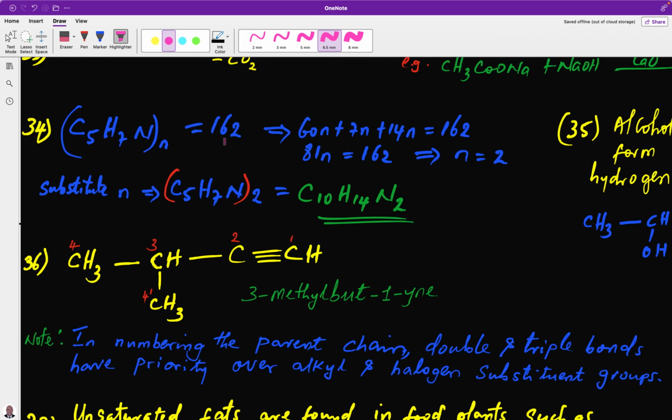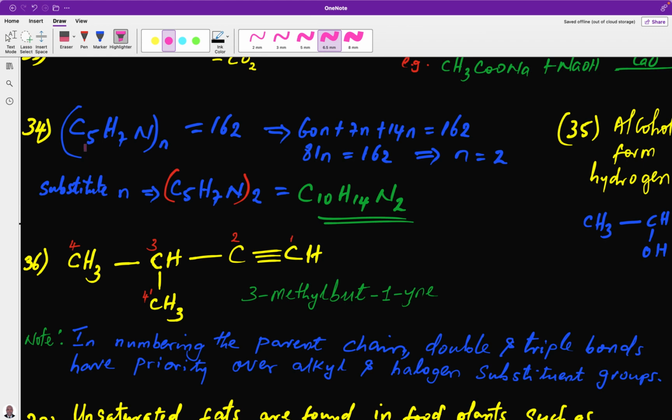Then CCN. Now this is C5H7N. We are putting an n here because we don't know the number of atoms of each of the elements that are going to be added up to give us this molecular mass. So if we sum up all these and multiply by the relative atomic masses, we are definitely going to have this molar mass. So now, let's put n there.